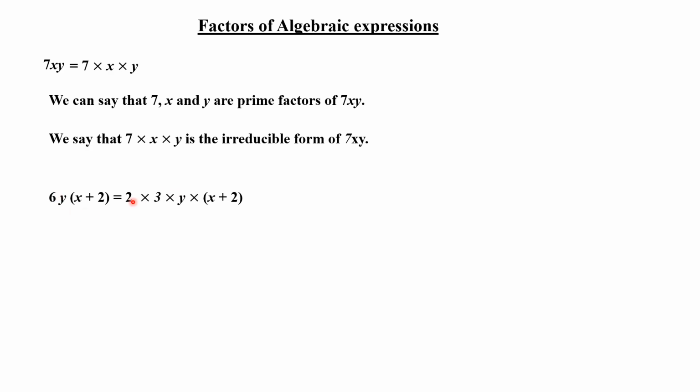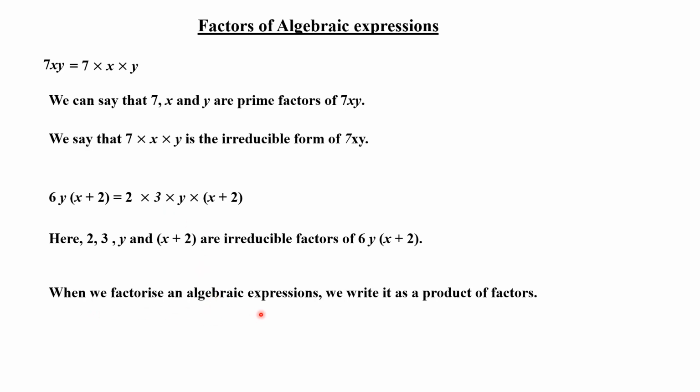Now let's take another expression, 6y into x plus 2. 6 I can write as 2 into 3, then multiplied by y, and then multiplied by x plus 2. So this is the irreducible form of this expression. We can say 2, 3, y and x plus 2 are irreducible factors. 2 and 3 are both prime numbers, so we cannot reduce them further.